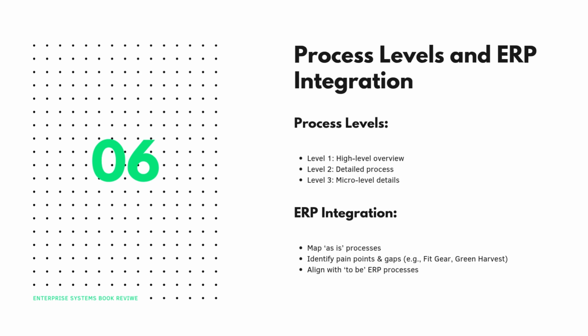Now let's connect this to ERP implementation. Mapping as is processes gives you a baseline to identify pain points, like manual steps or data duplication we saw at FitGear. Comparing these to the to be processes embedded in the ERP system reveals gaps, showing where you need to adjust to match best practices. This gap analysis is key to customizing the ERP, ensuring it aligns with your business goals and reduces inefficiencies over time.